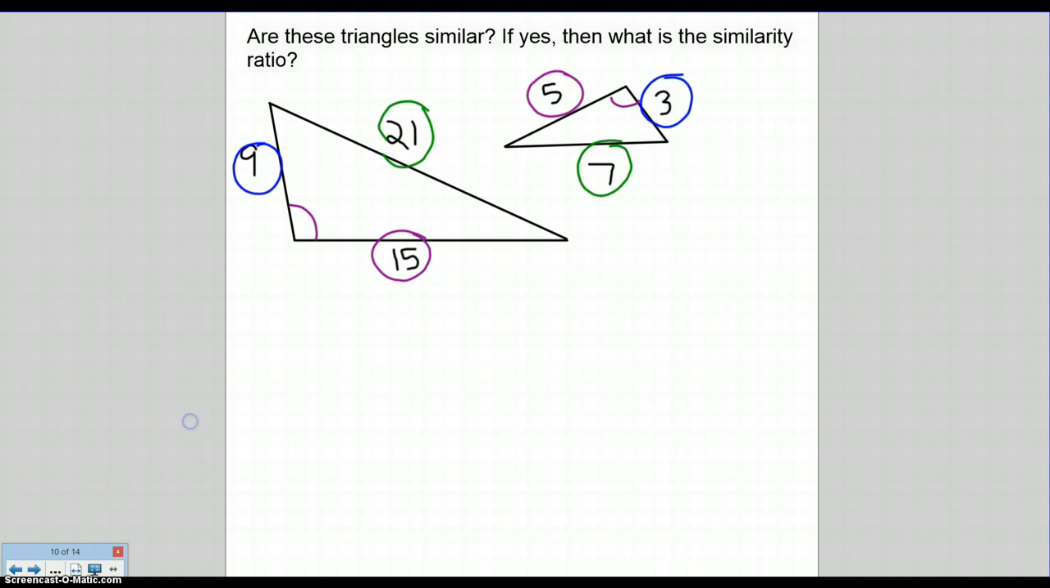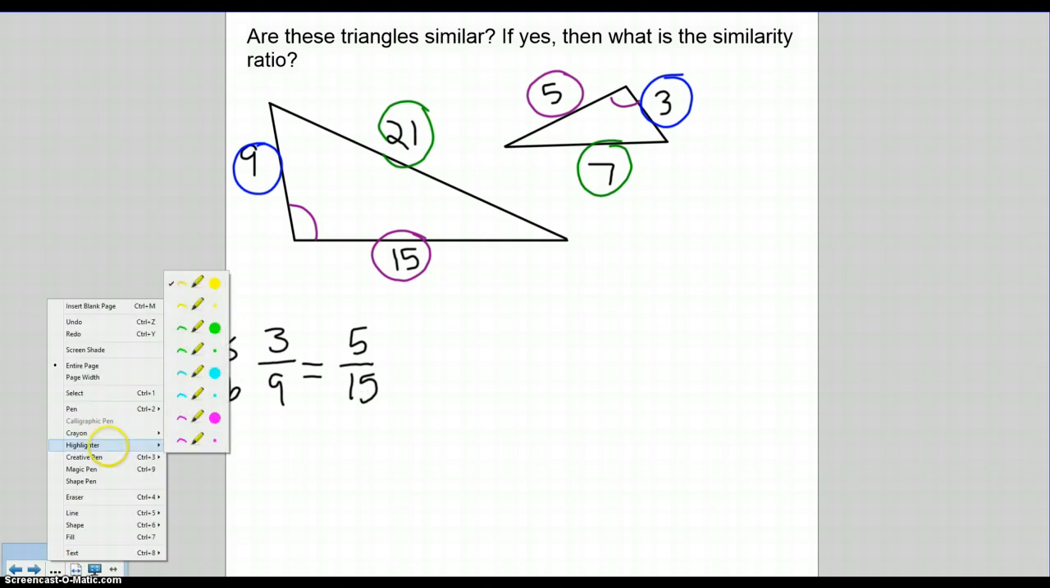I'm going to do my 3. I'm going to put my small over my big. So I'm doing small over big. I'm going to do 3 over 9, and I'm going to set it equal to another proportion. I'm just going to do 5 over 15. I'm just going to use that one. I need to know that these are going to equal each other.